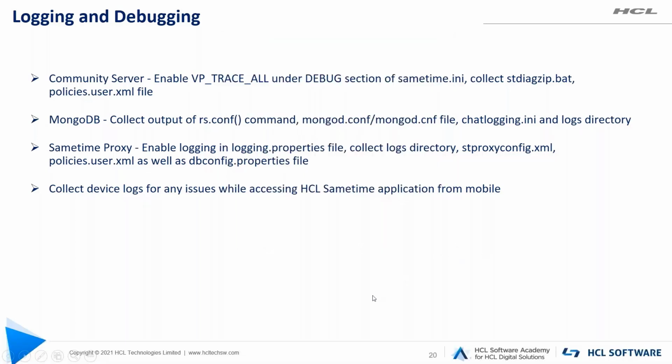Similarly, from the proxy server, you can enable logging in the logging.properties file. You don't need to add any parameters over there. It's already there. Once you open the logging.properties file, you just need to uncomment 2 lines. We have a very good article on that which you can explore. Once the logging is enabled, restart the proxy server, reproduce the problem, and collect the logs directory. You can also collect stproxyconfig.xml as well as the dbconfig.properties file from the proxy server, which will help us understand the proxy server configuration.